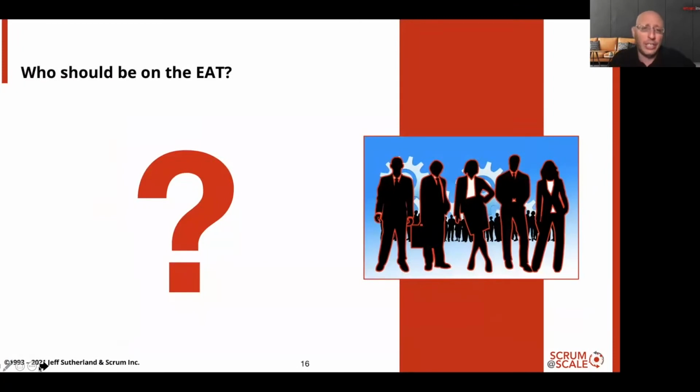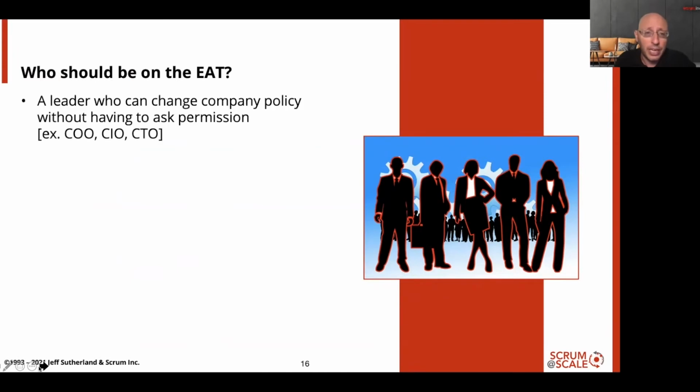So who are good candidates for the executive action team? This is a great question that we always get. The first one I would say is you need to have a leader who can change company policy without having to ask permission. Commonly, that's the CIO, the COO, or the CTO, not the CEO. You're going to find them on the executive meta scrum, but they're not really concerned all the time with the day-to-day, depending upon the size of the organization. I mean, if you've got a company with 10 people, yeah, the CEO cares about day-to-day. But in most of the large organizations where you and I might find ourselves, this is where the COO, the chief of operations, comes in. Hey, that's a day-to-day kind of activity.